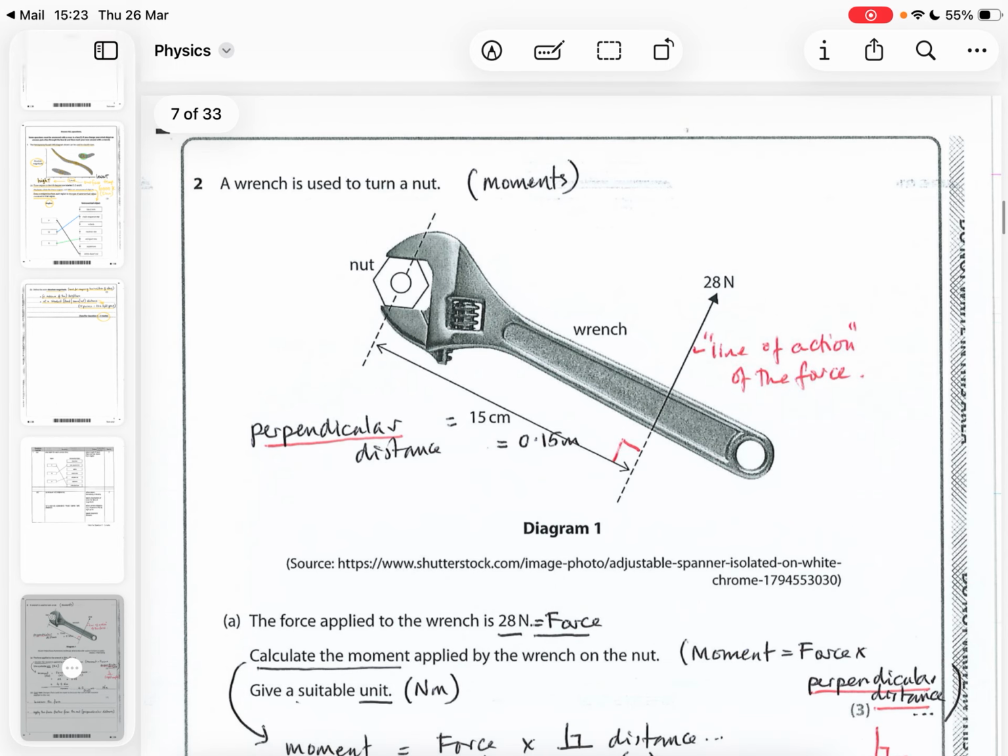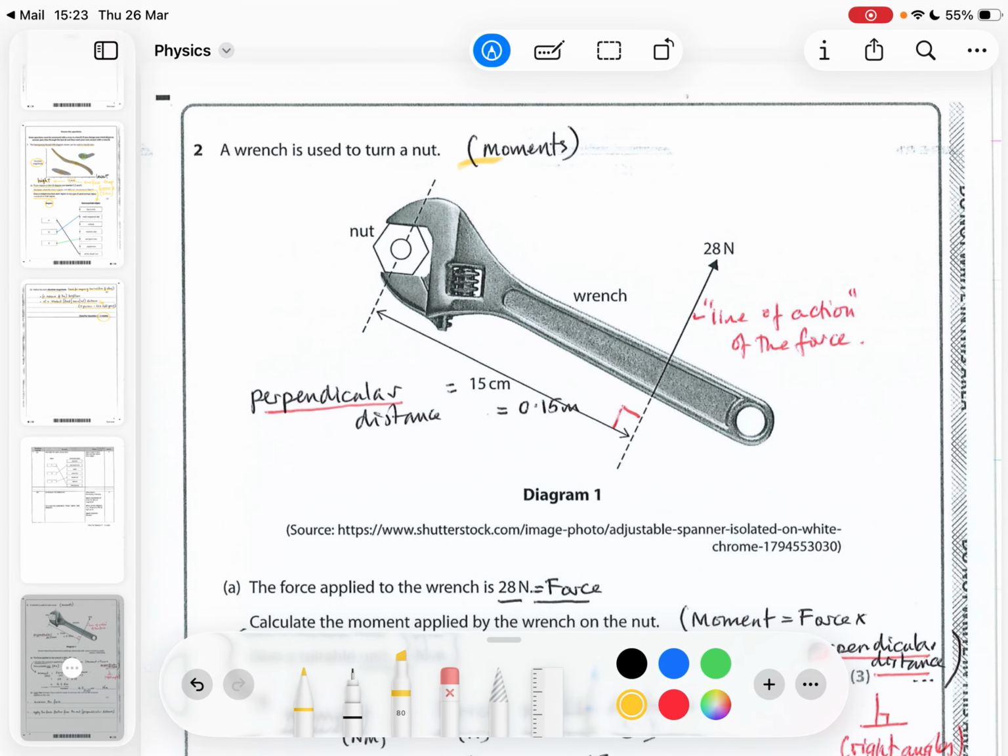And number 2. Number 2 is about moments. And moments is the turning effect of a force. You can see, for example, there's a force here which is pulling upwards with a force of 28 newtons, but the dotted line continues the line of action of the force. Every force has a line that it acts through, and you can see it's trying to turn the nut this way. It's trying to turn it anti-clockwise.